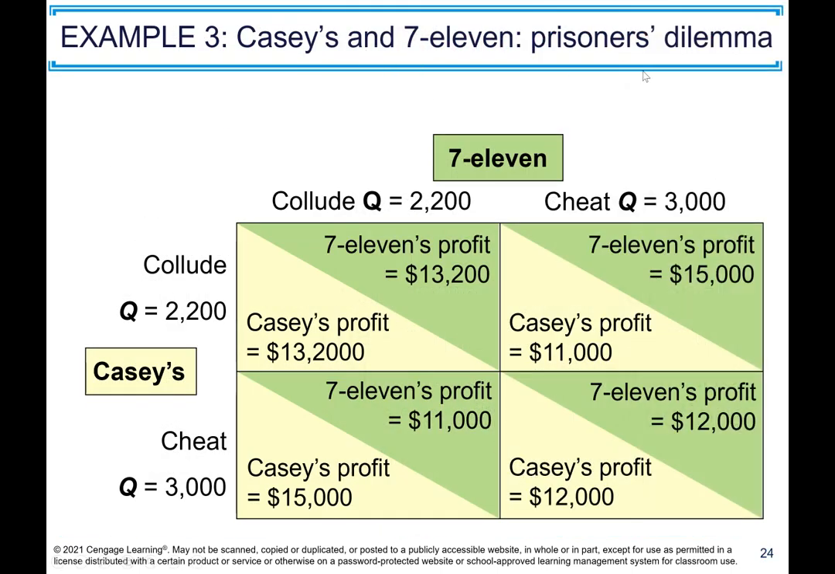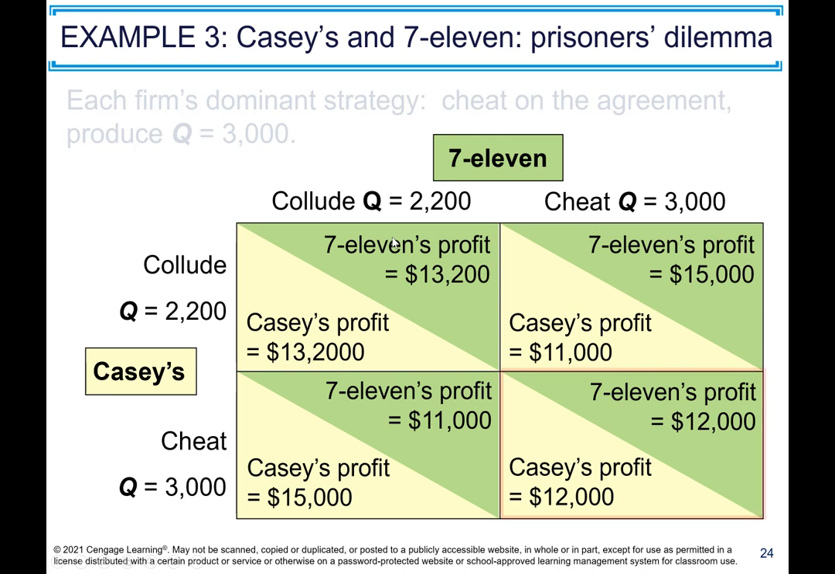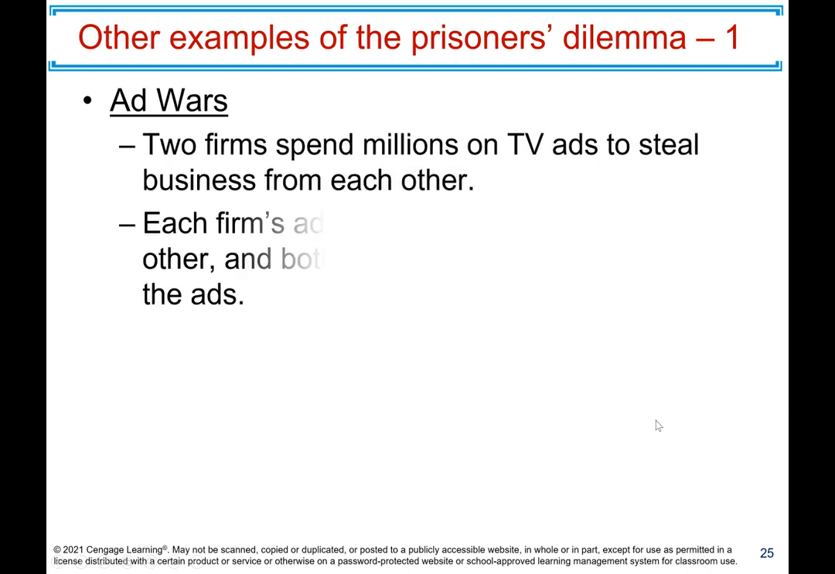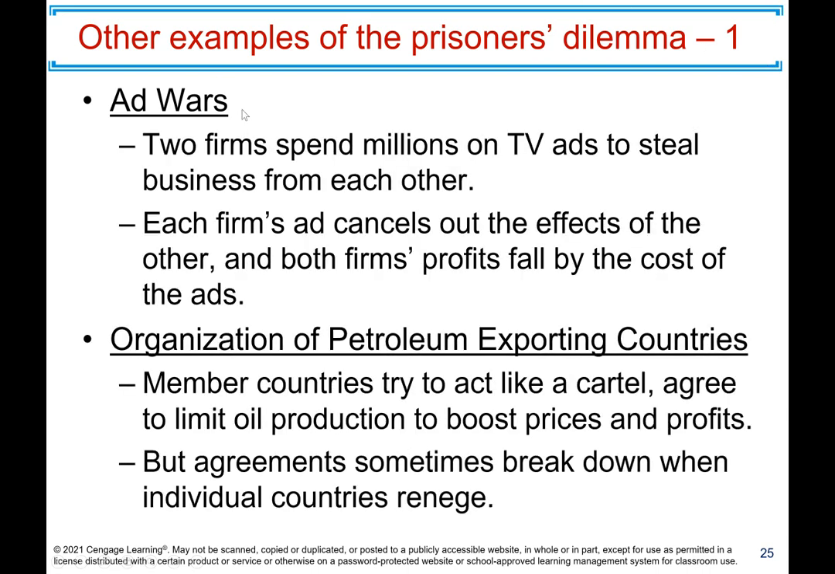Casey and 7-Eleven prisoner's dilemma. Each firm's dominant strategy: cheat on the agreement and produce 3,000. And they will end up in this quadrant with, of course, lower profits. Other examples of the prisoner's dilemma: ad wars. Two firms spend millions on TV ads to steal business from each other. Each firm's ad cancels out the effect of the other, and both firms' profit falls by the cost of the ads.